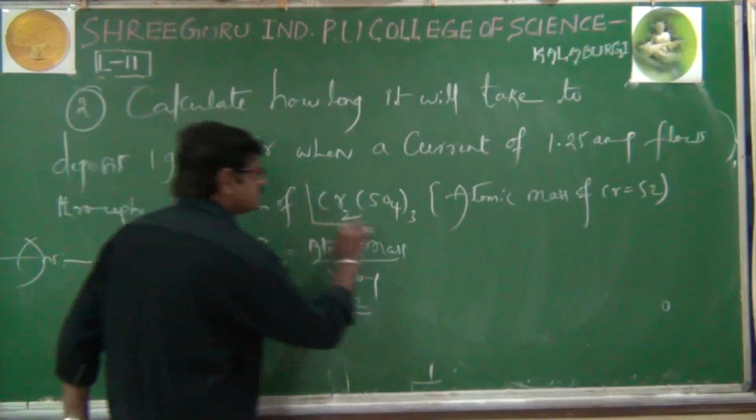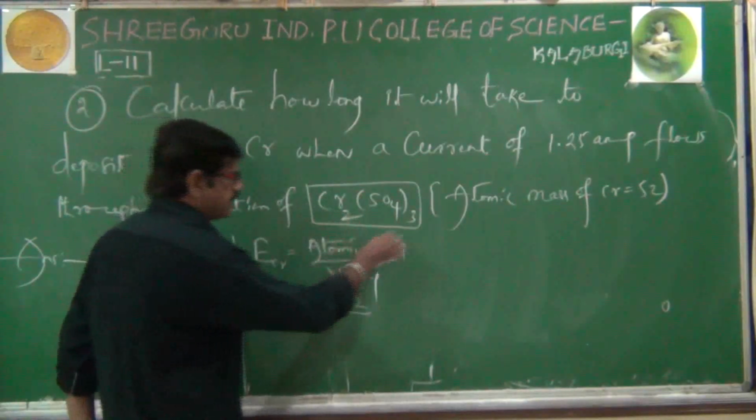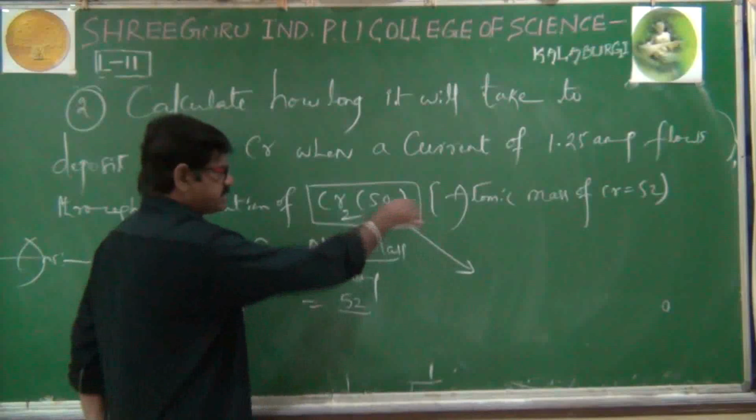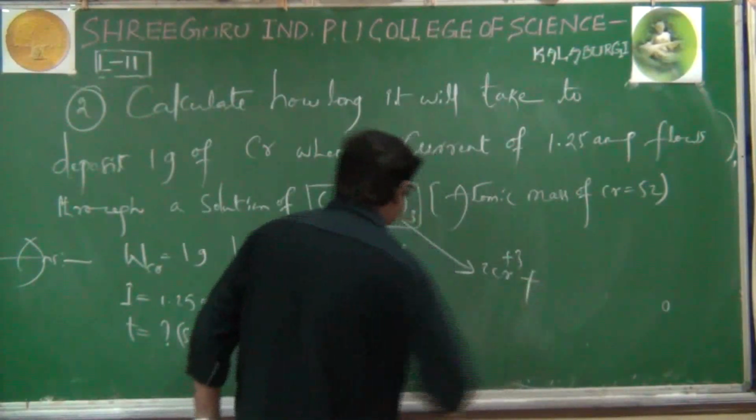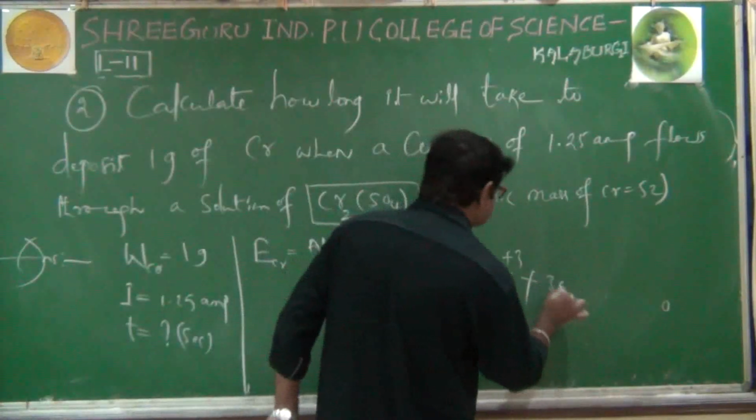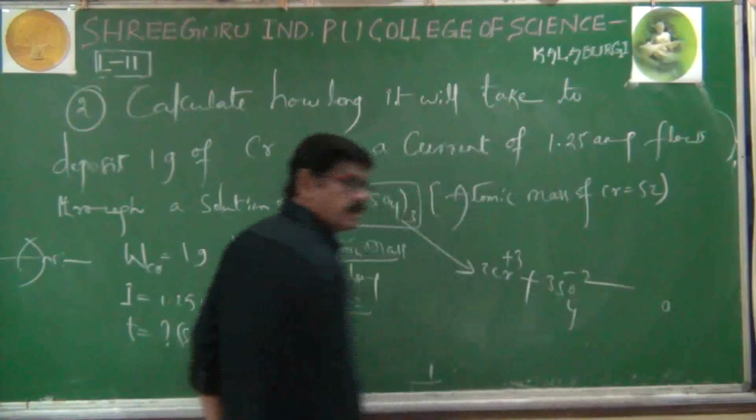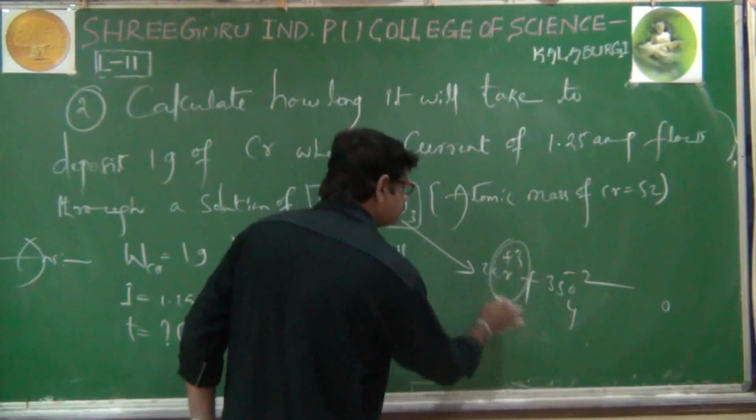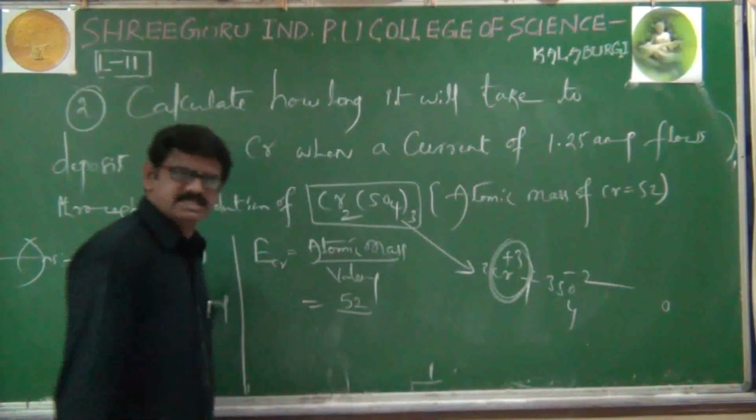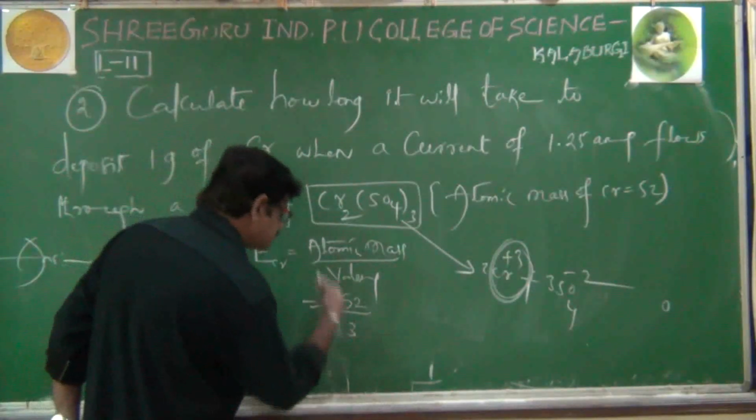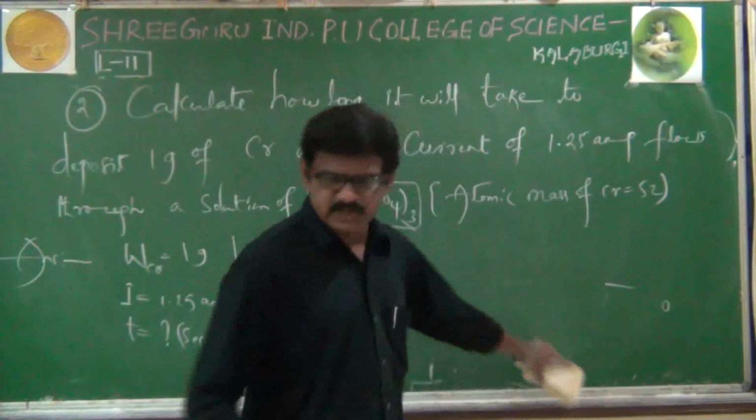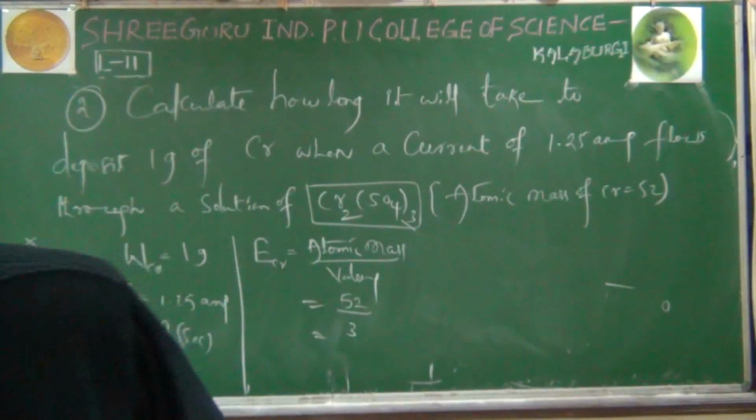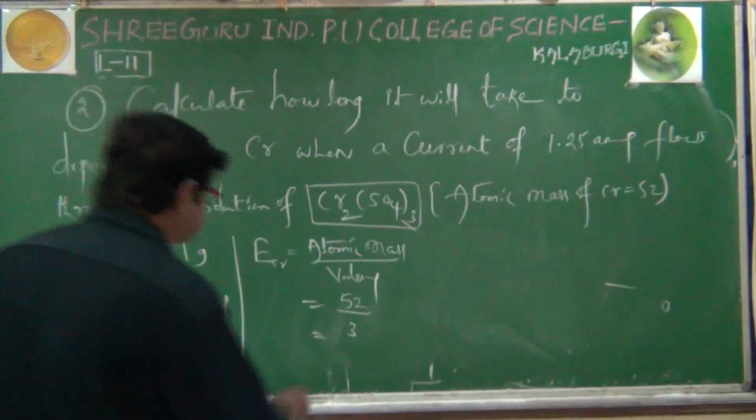For valency, we have to use this electrolyte. This electrolyte is chromium sulfate, which will split. If you split it, you will get 2Cr plus 3 and 3SO4 minus 2. Here, what is the charge of chromium? 3. That itself is its valency. 52 by 3. 52 by 3 is 17.33.